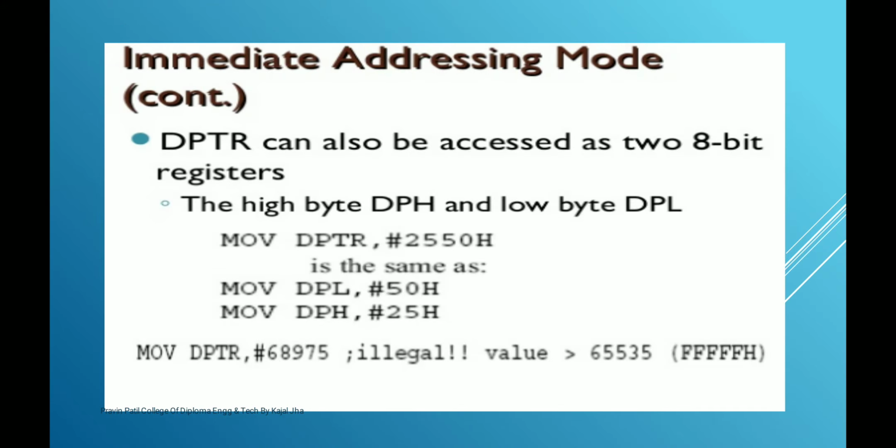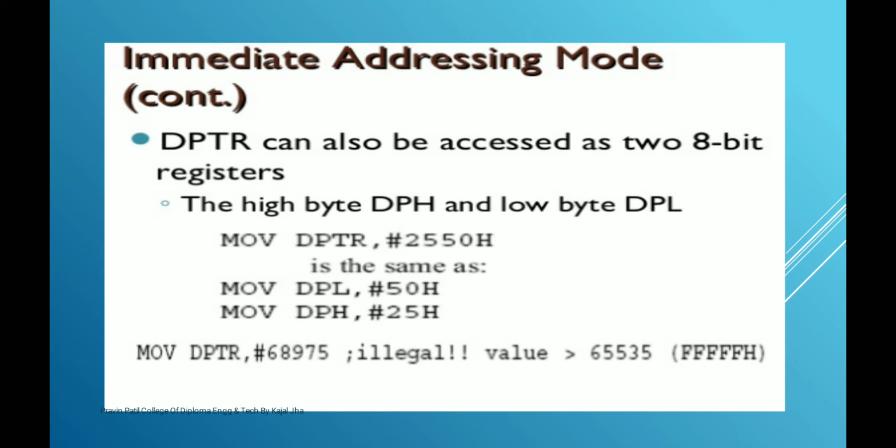immediate addressing mode. DPTR can also be accessed as two 8-bit registers, the high byte DPH and the low byte DPL. So here DPTR is a 16-bit operand. So we will see how we can write that. Then MOV DPTR, #2550H is the same as MOV DPL, #50H, that is DPL means data pointer low.